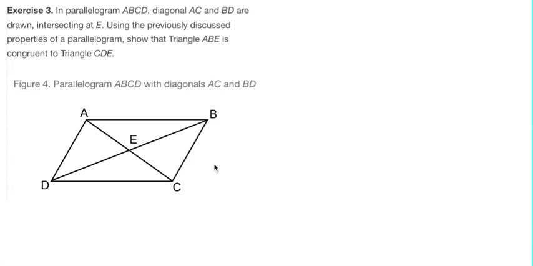Alright, so we have exercise number 3. In a parallelogram ABCD, the diagonals AC and BD are drawn, intersecting at point E. Now, let's try to look into this one together. So these two are diagonals, and we talked about how a diagonal divides a parallelogram into two congruent triangles. We talked about that in the earlier exercise.